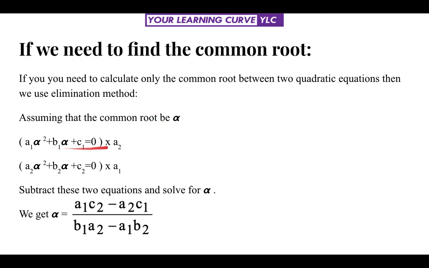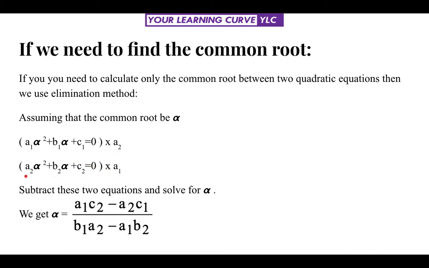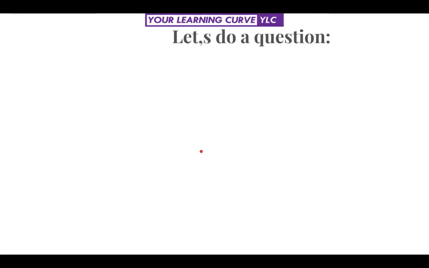You multiply one equation by A2, the other equation by A1, and then subtract. Once you subtract, A1 A2 alpha square and A1 A2 alpha square will get cancelled, and you will straight away get alpha as A1 C2 minus A2 C1 upon B1 A2 minus A2 B1. You don't need to remember this. Multiply the first equation by A2, second by A1, subtract. This term will get cancelled, and you will be left with A2 B1 alpha plus A2 C1 minus A1 B2 alpha minus A1 C2. So you solve for alpha from these two and you will get the value of alpha.